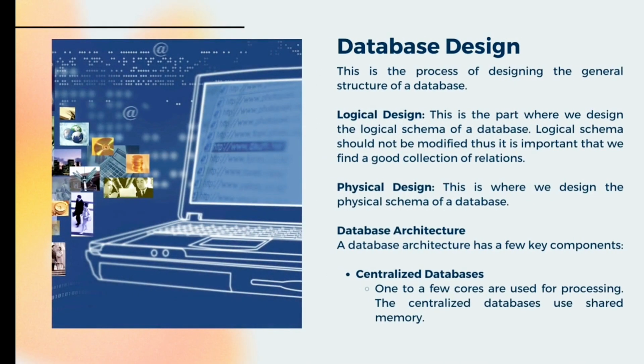Database design. This is the process of designing the general structure of a database. Logical design. This is the part where we design the logical schema of a database. Logical schema should not be modified, thus it is important that we find a good collection of relations. Physical design. This is where we design the physical schema of a database.